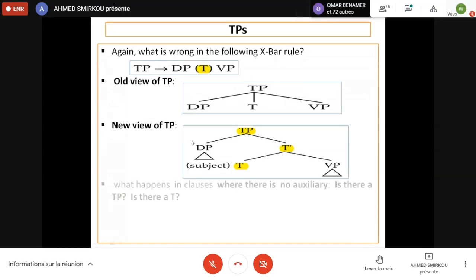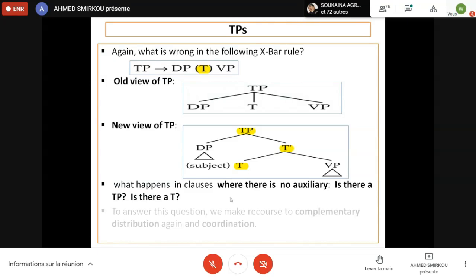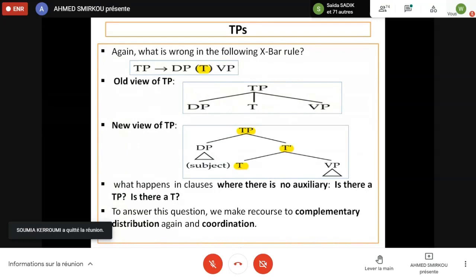So, what happens in clauses where there is no auxiliary? Is there a TP? We take it for granted that there is a T with auxiliaries, for example, you can do it, I will travel. There is a T that we must write. But what about other statements like I like couscous? What is T here? We have to show that there is T even when we have inflectional endings, or I called you yesterday. To answer this question, we make recourse again to complementary distribution and coordination.